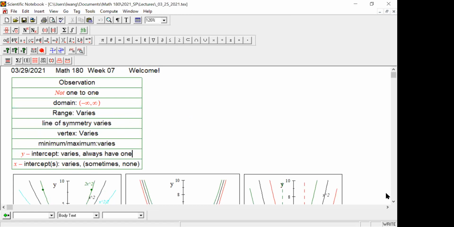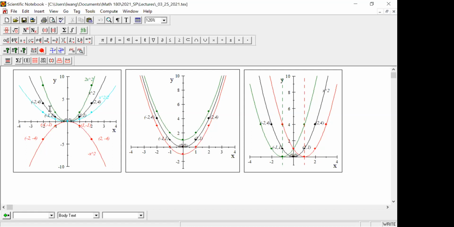But x-intercepts, however, in these cases, look, green touches x once: x squared touches x once, half x squared touches x once, 2 times x squared touches once, negative x squared touches once. That has only one x-intercept. So sometimes we have one x-intercept. And in this picture in the middle, the red touches the x-axis twice. Sometimes we may have 2 x-intercepts, right? And the green, we have none, no x-intercepts. And in these 3 cases, how many x-intercepts do we have? Exactly 1.